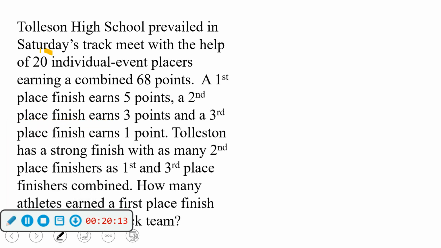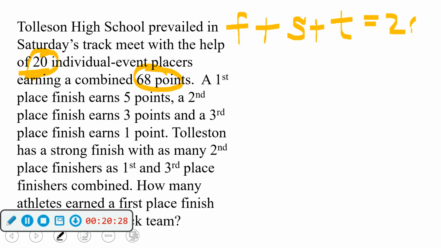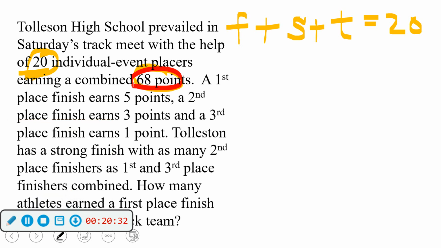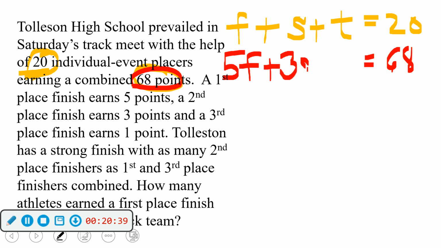They talk about how many points and how many actually earned first, second, and third. If each one of those is going to get a reward like a medal or maybe a ribbon, it says a total of 20 was given to this team, or was awarded. But then it says those 20 earned the team 68 points specifically. And how did you do that? Because first place gets 5 points, second place gets 3 points, and third place gets 1 point.